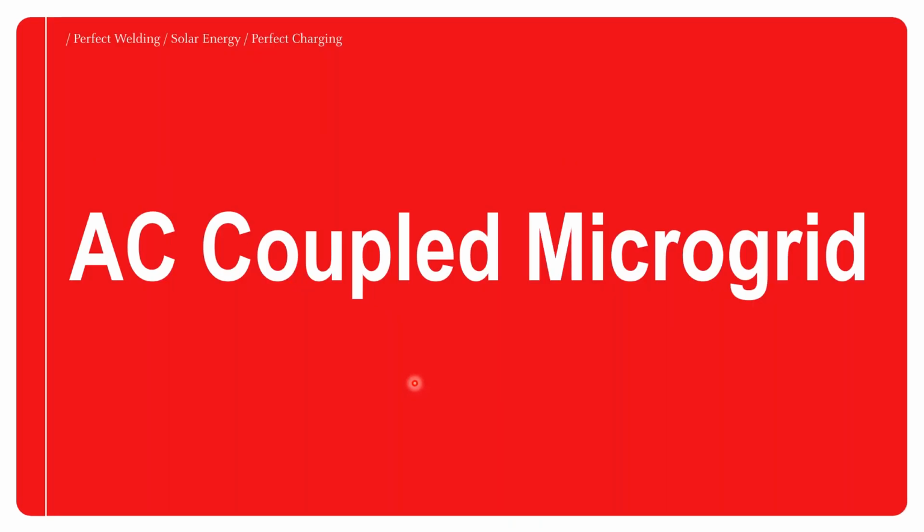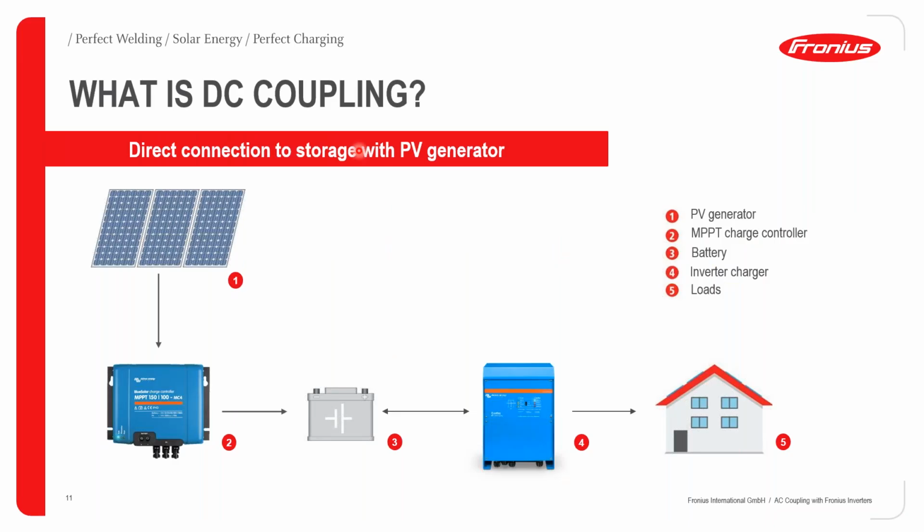Looking at an AC coupled microgrid, we have to start from the beginning and understand how a normal PV system in the off-grid area works. In most cases, we have a PV array connected to a battery charger, in this case an MPPT charger. The MPPT charger charges the battery, then the battery feeds power in DC form to the inverter, and the inverter changes the DC to AC and feeds the loads.